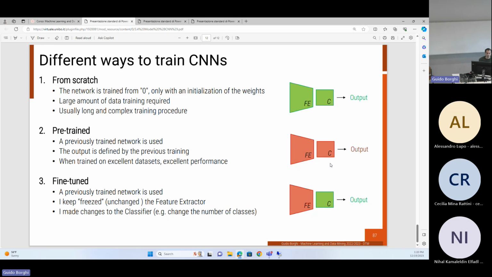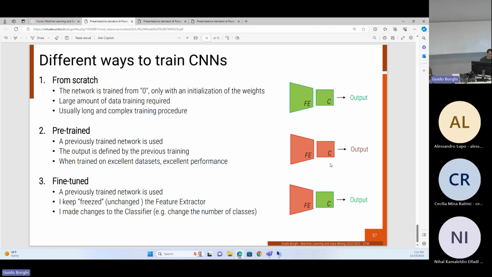For example, we want to predict the 3D head pose of a head in an image. We can download from the web, from GitHub for example, a network that is able to predict the head pose, and then we can use that network on our images.